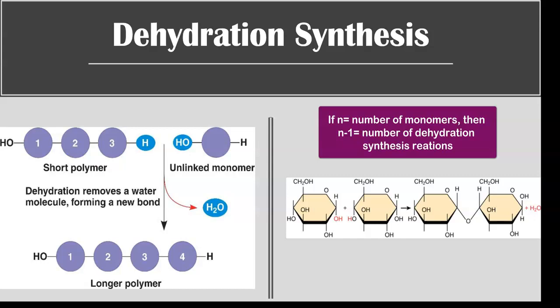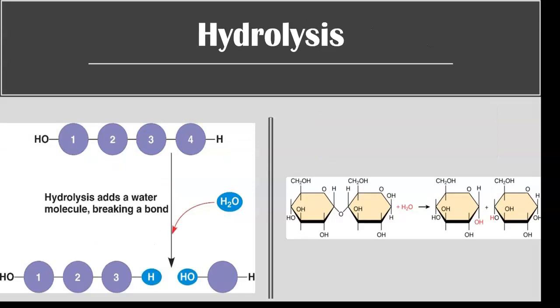That means that we had 30 minus 1, or 29, dehydration reactions that had to take place to build that 30-unit polymer. Now let's look at the reverse, breaking a polymer down into individual monomer units. But first off, why would we want to do that? Why would a polymer need to ever be broken down?